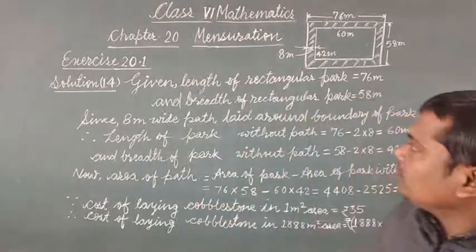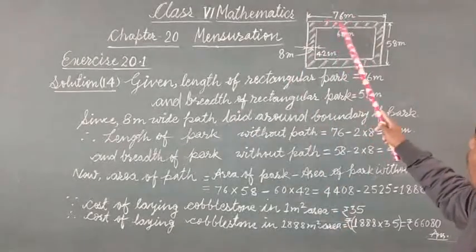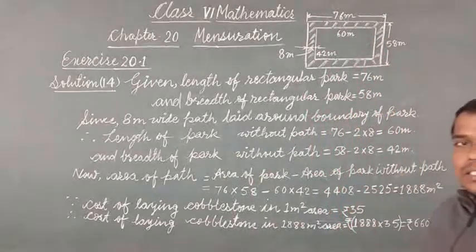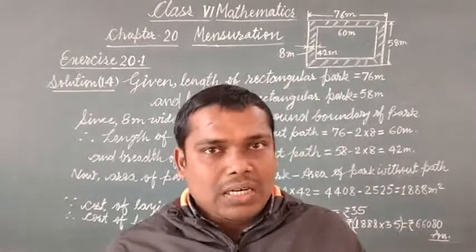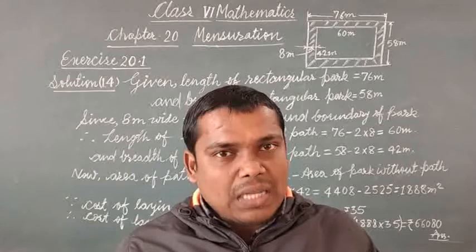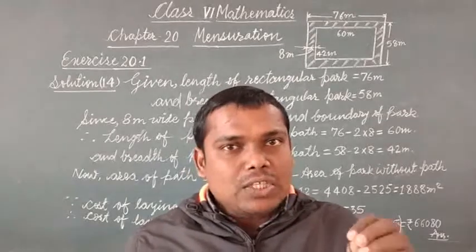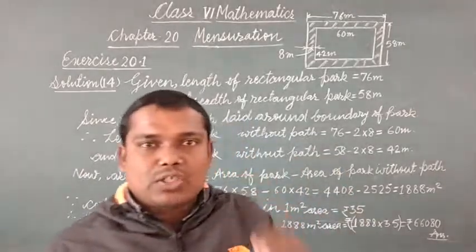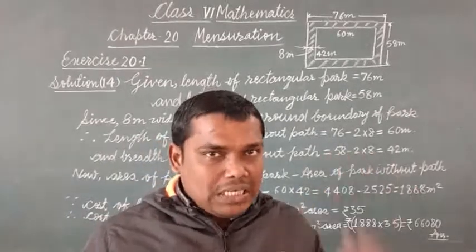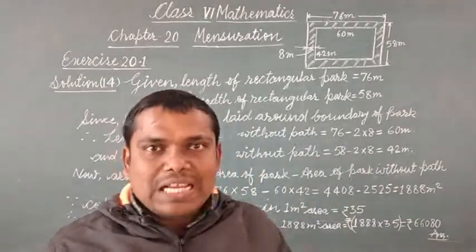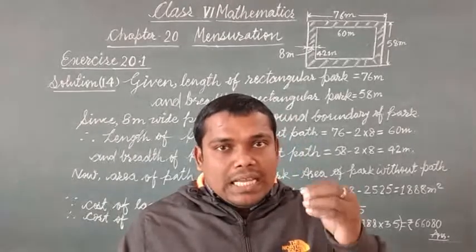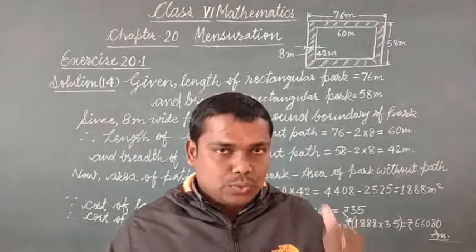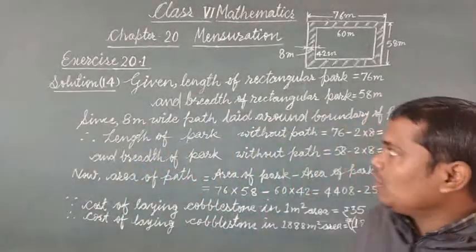We have to calculate the cost of laying cobblestone on the path. And the cost of 1 meter square path is given rupees 35. Means laying the cobblestone in 1 meter square area is equal to rupees 35. So first of all we will calculate the area of the path which we have to lay with the cobblestone. Look at the board here.